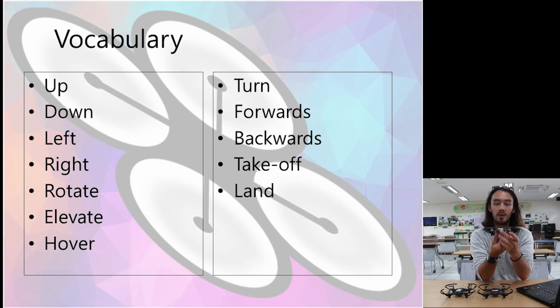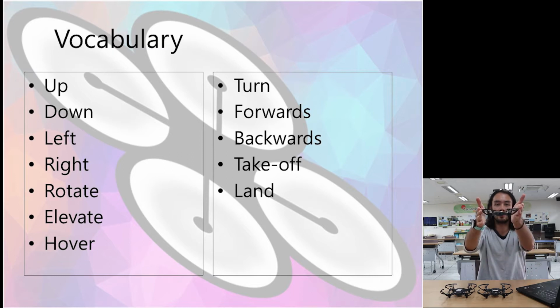Rotate is when we stay on one spot and we rotate like that. We rotate or we turn. Elevate, go up. Hover is when we are flying in just one spot. We've done turn, we've done forwards, we've done backwards.